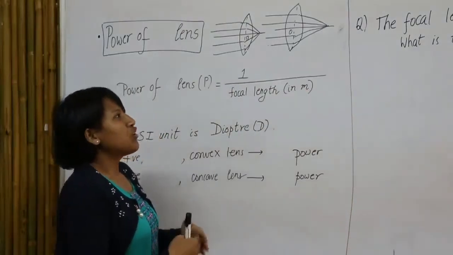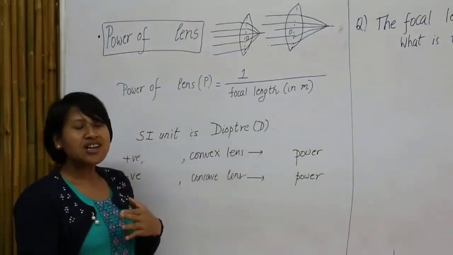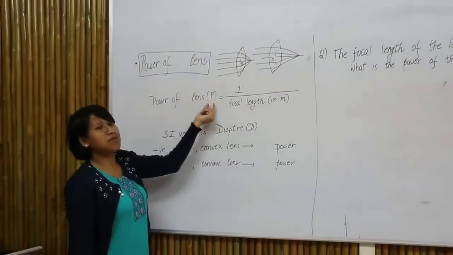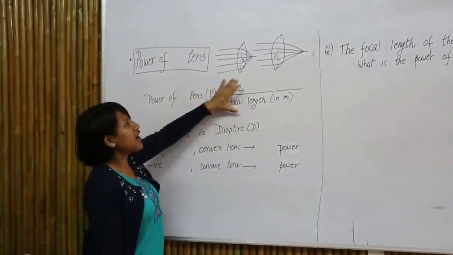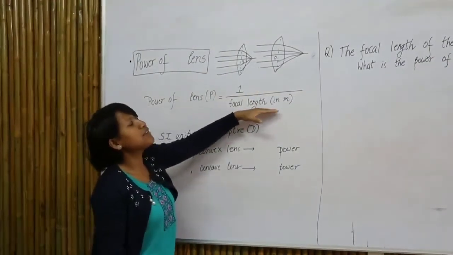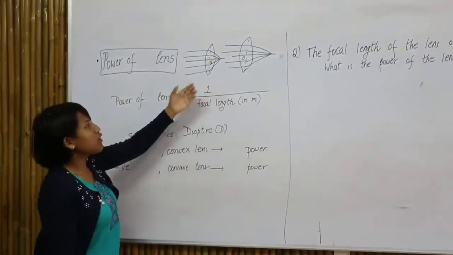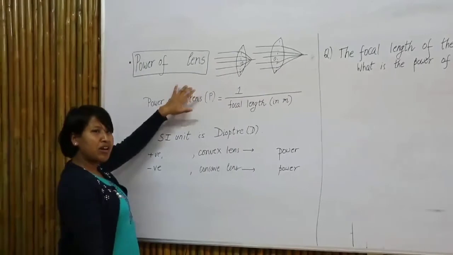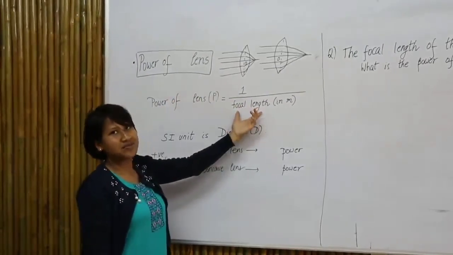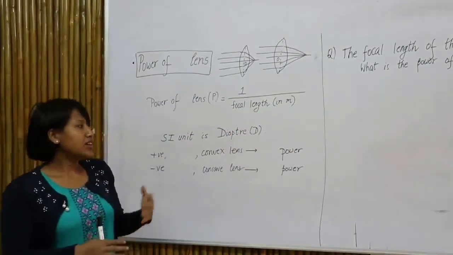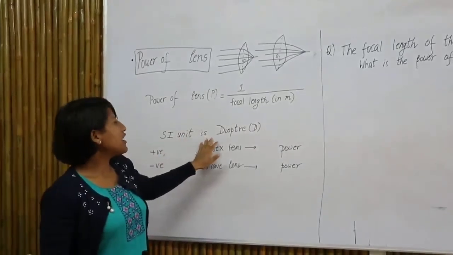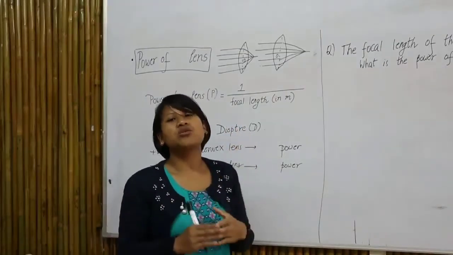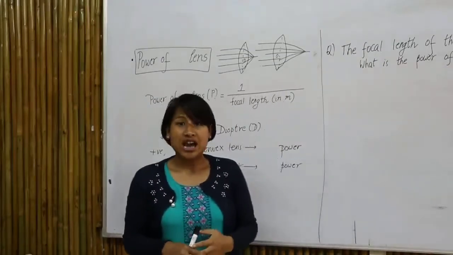In the case of a concave lens, it's also the same. Mathematically, the power of a lens, denoted by P, is defined as the reciprocal of the focal length in meters. That is why the shorter the focal length, the greater the power, and vice versa. The SI unit of power of a lens is the diopter, denoted by D, and it is measured with an instrument called a diopter meter.